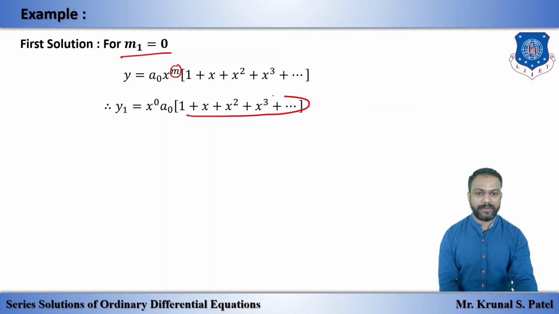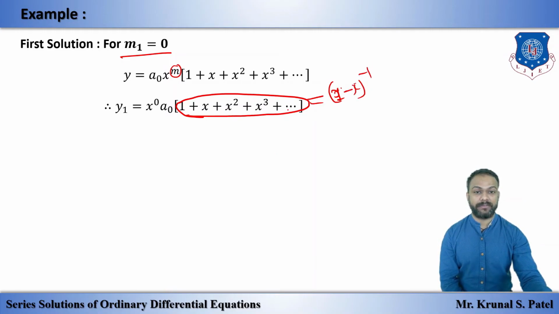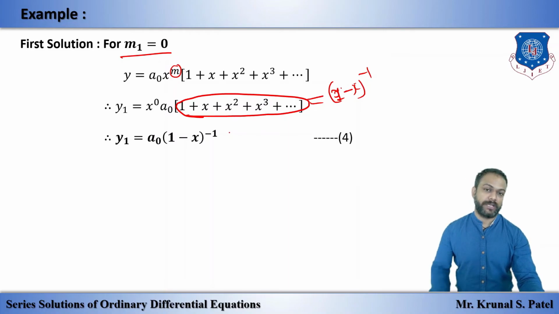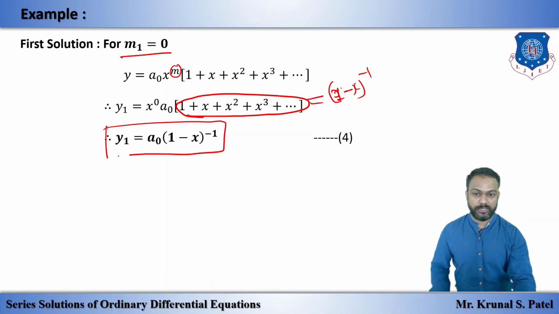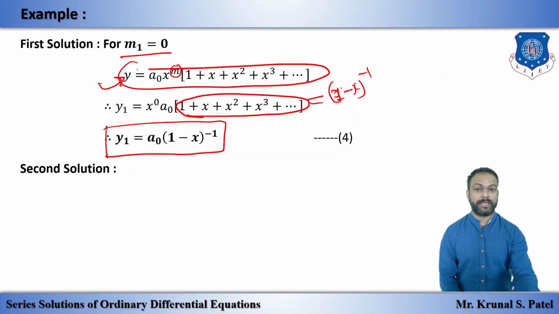Now we know that this is a standard binomial series. We can say this is 1 plus x, or x plus 1 raised to minus 1. Okay, because this is minus, because every time it is plus, so 1 minus x raised to minus 1. Okay, so this is our y1 final solution. Now as I told, we have to find the second solution, and for that we will just differentiate this y, equation number 4 that we already obtained, with respect to m partially. Okay, so x becomes constant. So we can write y as a0 x raised to m times 1 minus x raised to minus 1.